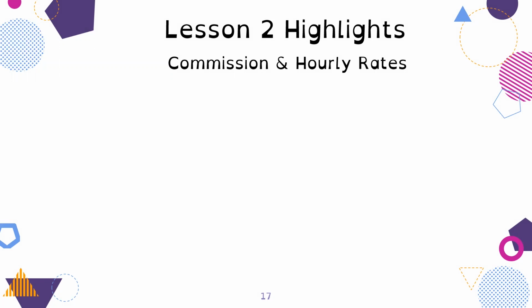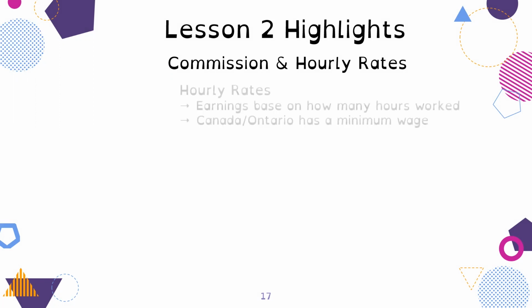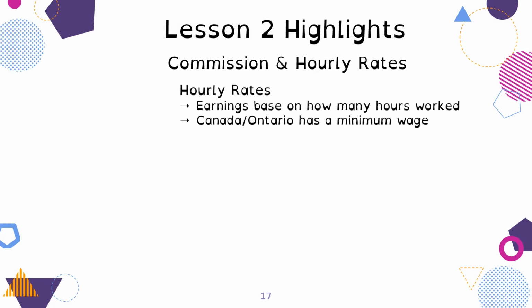So then the same with lesson 2, which was commission and hourly rates. Hourly rates are earnings based on how many hours you worked, so it depends on the exact hours. It's not a set amount for the year. Canada and Ontario has a minimum wage. You have to earn at least $15 an hour in Canada for the general adult wage. That's really important and really something that worker activists have worked hard for.